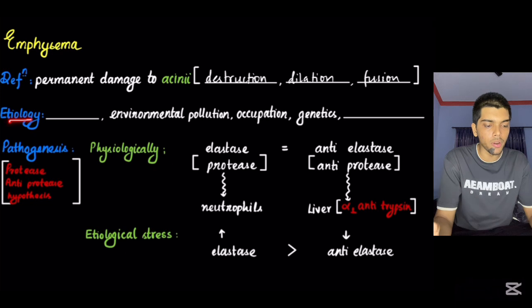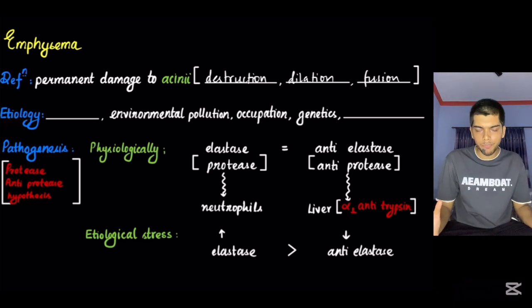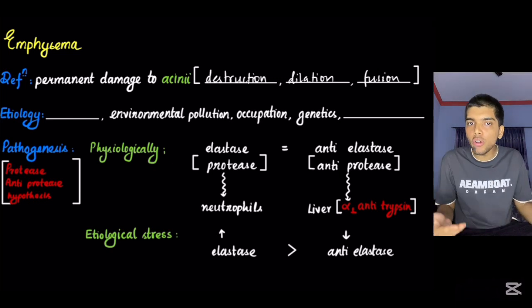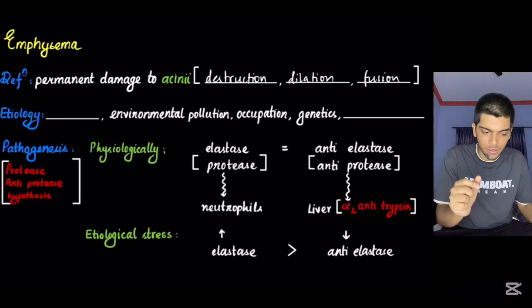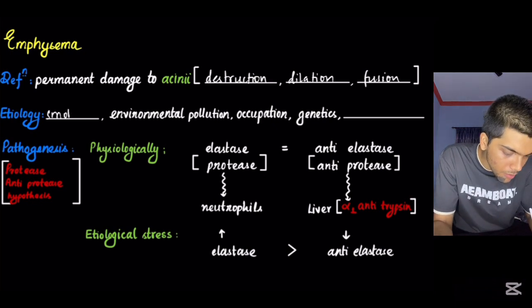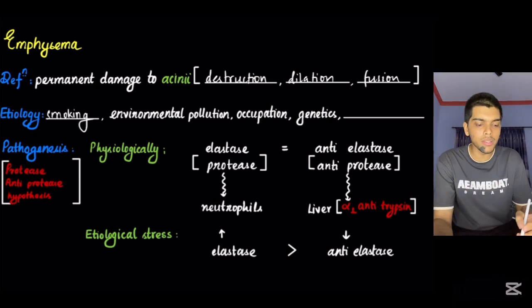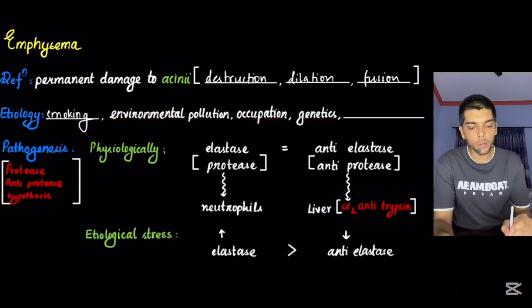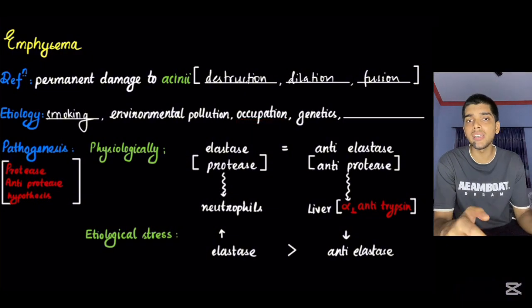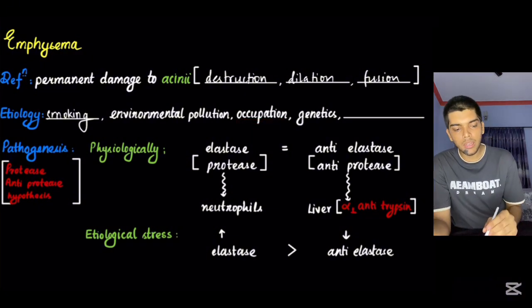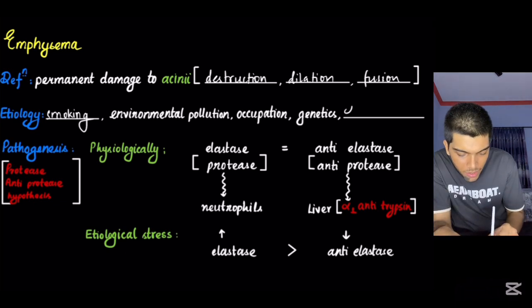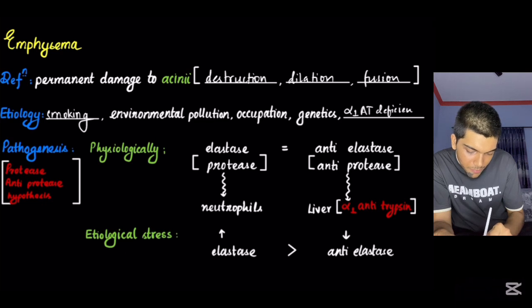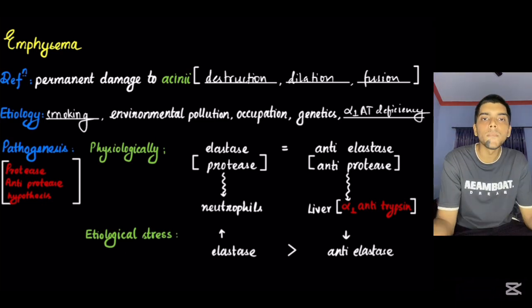All right. Etiology. The most common etiology for any chronic obstructive pulmonary disease, be it emphysema or chronic bronchitis, is smoking. The others are environmental pollution, occupation, and genetics, like occupation-acquired diseases such as pneumoconiosis. And the specific cause for emphysema is also alpha-1 antitrypsin deficiency. Okay. Now pathogenesis.